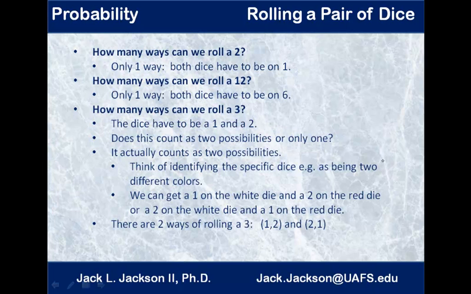Well, it actually counts as 2 possibilities. One way you can see this is think of each die as a very specific thing. And to identify them, we might use 2 different colors of dice. So, for example, we might have a white die and a red die. We can get a 1 on the white die and a 2 on the red die, or we can get a 2 on the white die and a 1 on the red die. So if you think of this as an ordered pair, then there's 2 ways of rolling a 3, either 1 and a 2, or a 2 and a 1. And those count as 2 different things.